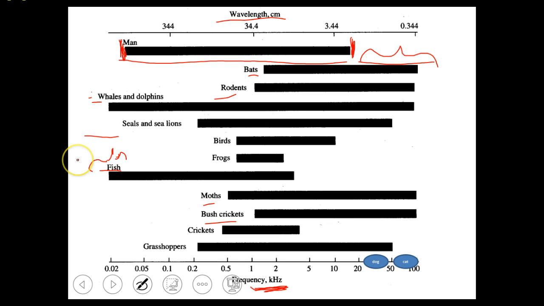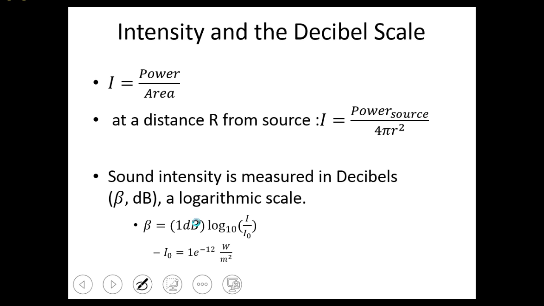Whereas whales and fish need to hear sounds in the water, bats and rodents and moths and crickets all have different frequencies that they communicate at. All right, so we're back to this idea of intensity. And remember, intensity is associated with the amplitude of a sound wave, and we, as common people, know this as the loudness of a wave.